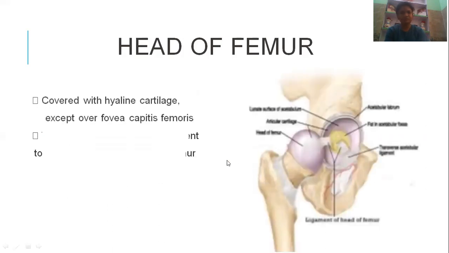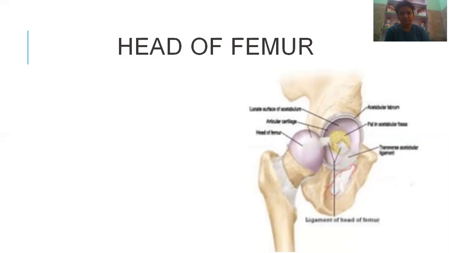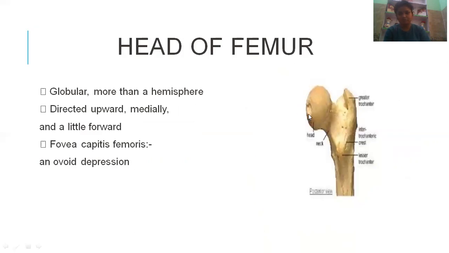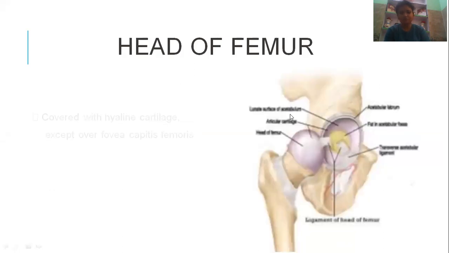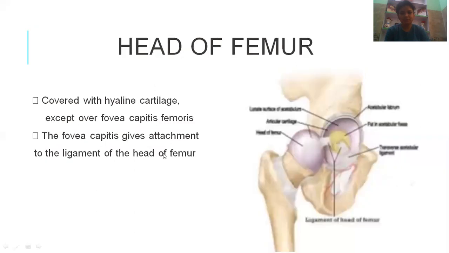Now, the head of the femur is covered with hyaline cartilage, except over the fovea capitis femoris. So, the hyaline cartilage covers the head except over the fovea capitis femoris. The fovea capitis gives attachment to the ligament of the head of the femur.